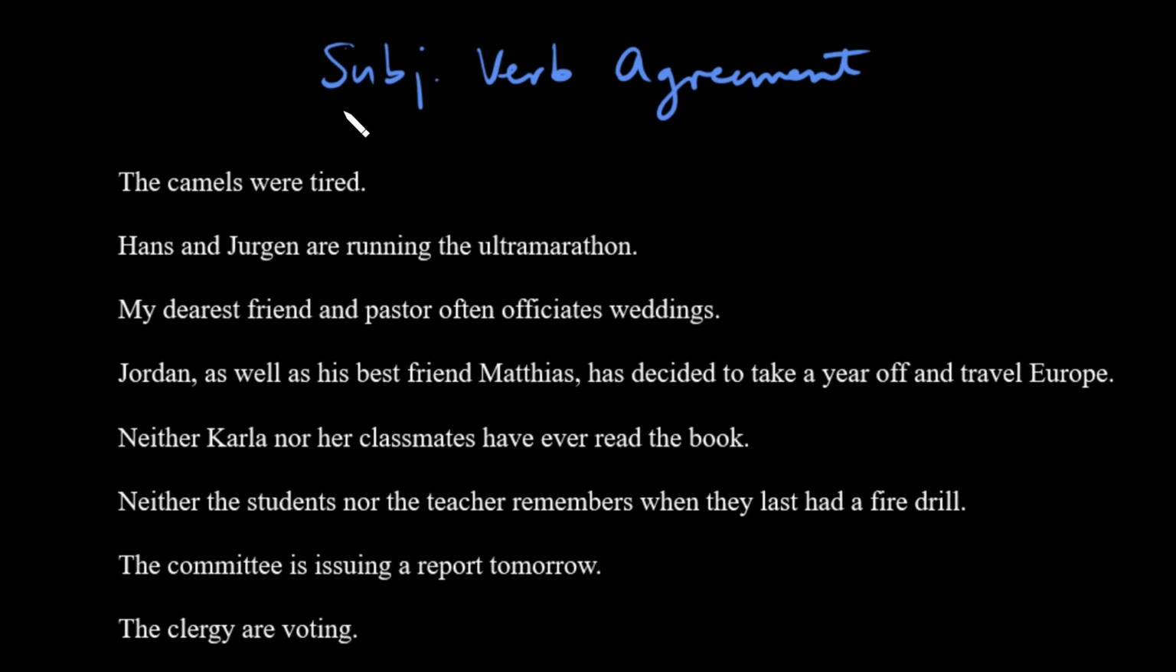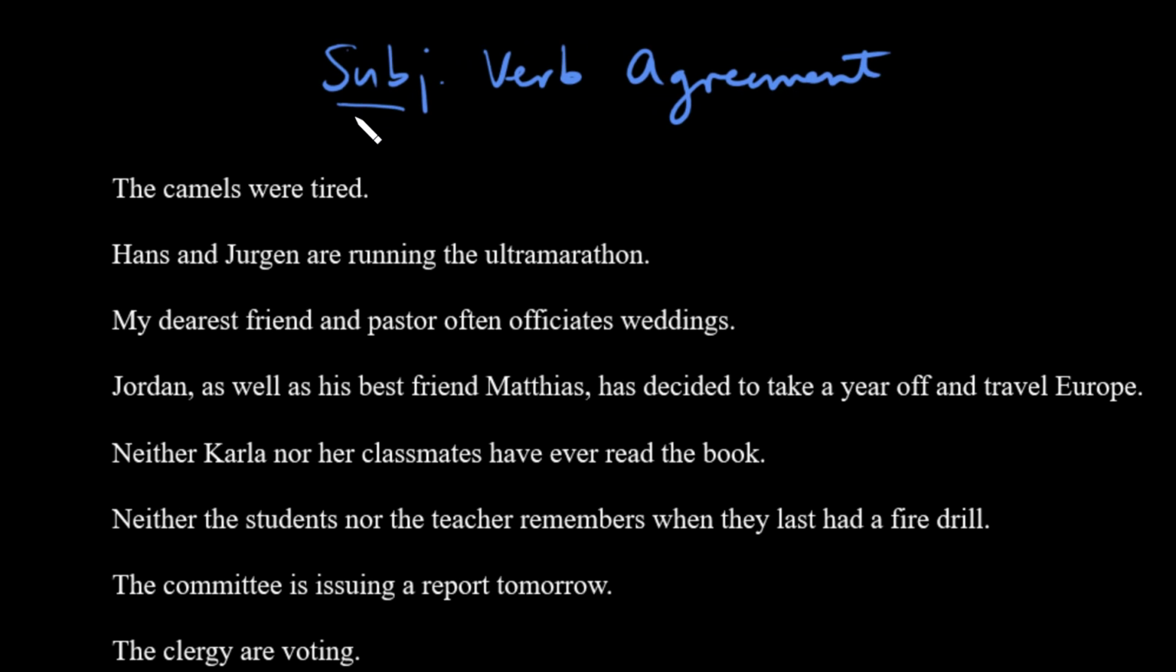The term subject-verb agreement refers to this idea that the subject and the verb of each clause should agree with each other, that they should match. If you look at the first example here, the camels were tired. Camels is a plural noun. It's also our subject. And were is plural as well. Okay, so it's the plural verb.